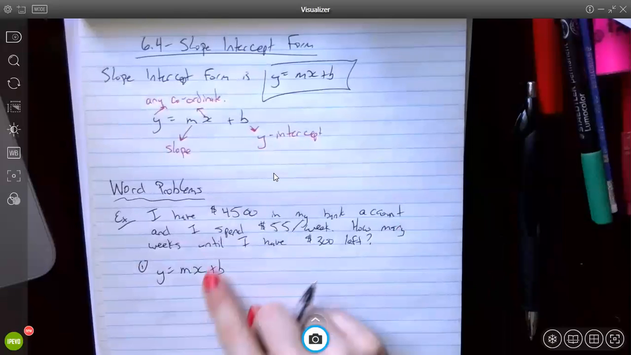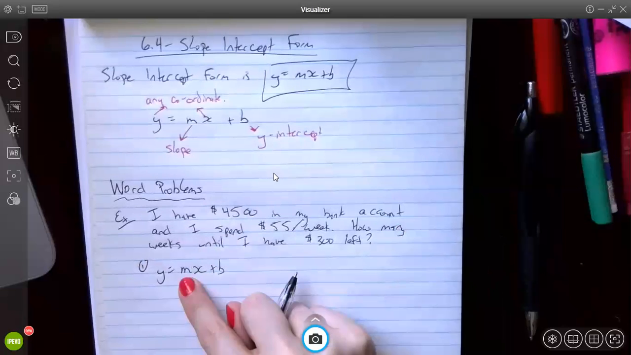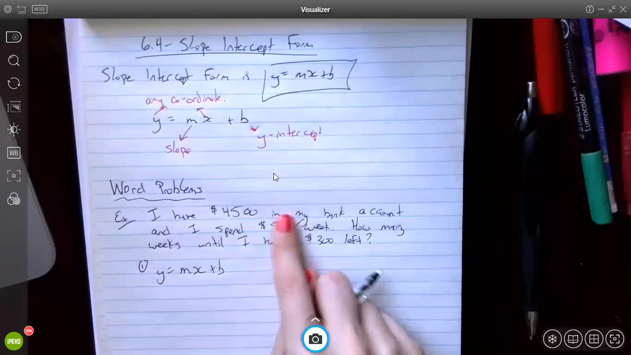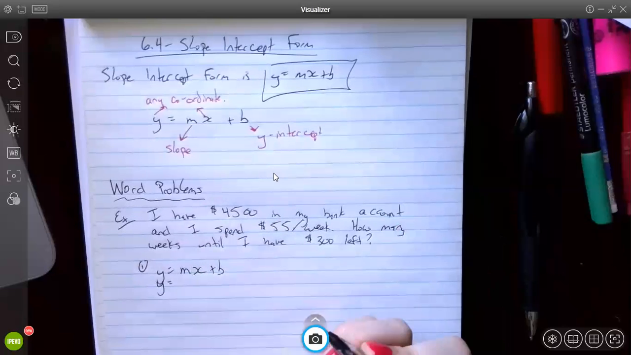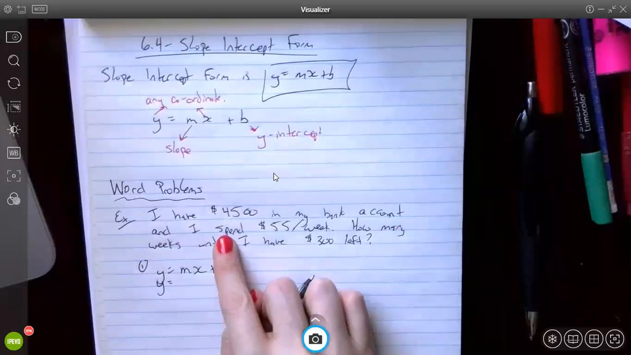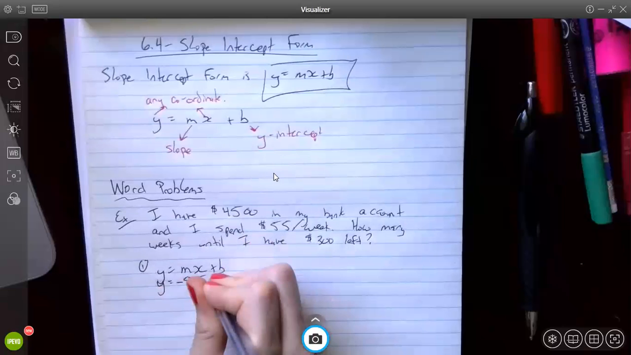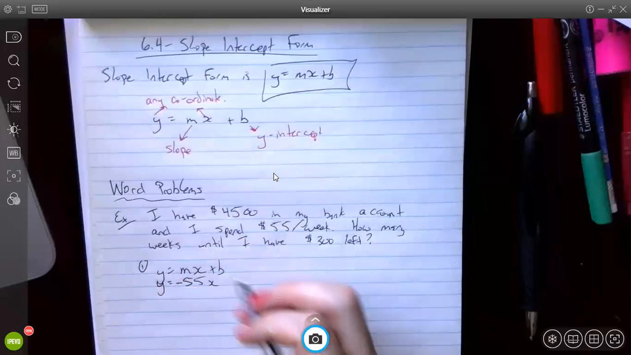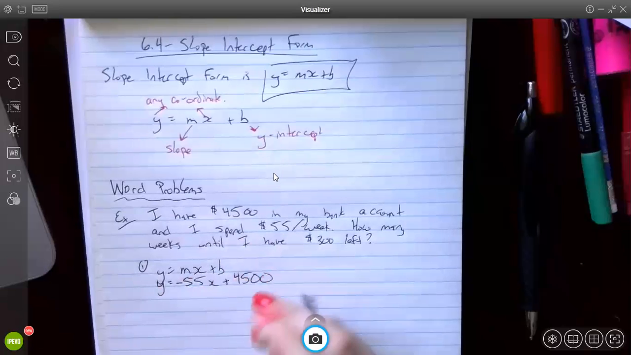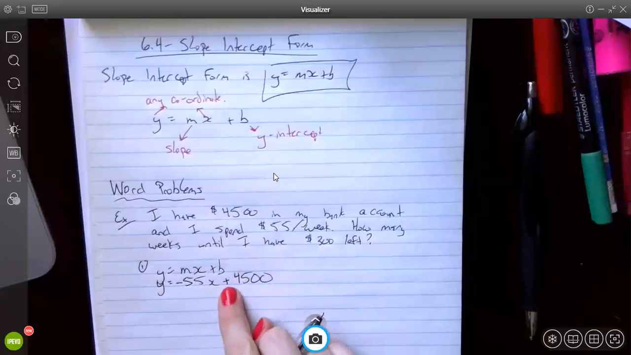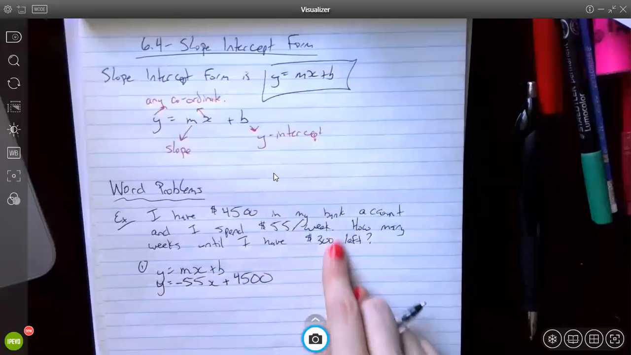So b is the amount that we start with, which will be the $4,500 I have in my bank account, and then m is the rate of change, which is the $55 I'm spending every week. And then again, we keep our x and y as just x and y. Now, the important part to notice is that because I am spending $55 a week, that will be negative 55x because I'm losing $55 a week. And then I'm starting with $4,500 in my bank account because I'm starting not in debt. I have positive $4,500.